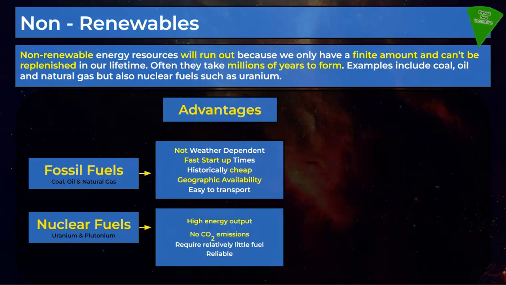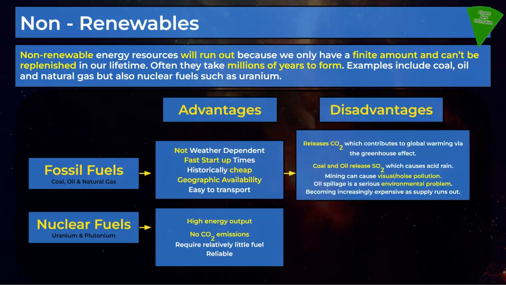Nuclear fuels, the advantage of those is they have a particularly high energy output, and unlike fossil fuels, as we'll see, one of their big disadvantages is they produce carbon dioxide. Nuclear fuels do not, and we don't need to use very much fuel to get out a large amount of energy. Now this is where the disadvantages come in.